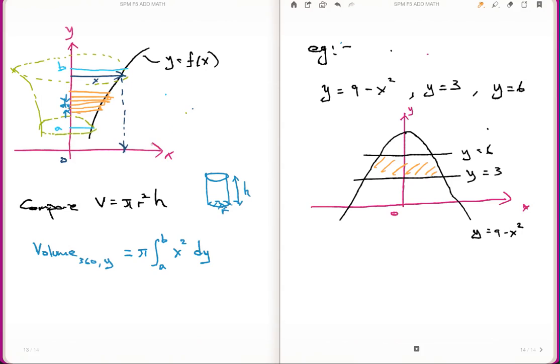So to start with, the concept here is pretty straightforward, this question. So volume, y-axis 360, would be the general equation, pi integration a to b. That would be my a value, lower limit. Here is 3, this is my 3, this is my 6, because y equals 6, so from 3 to 6. x squared, because this is my radius now, because we go around it, x squared, and dy.